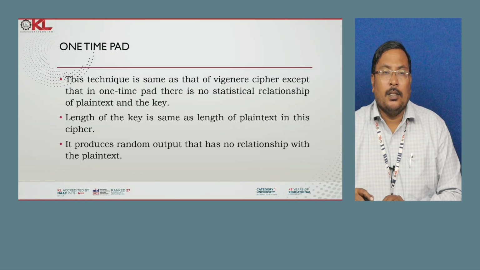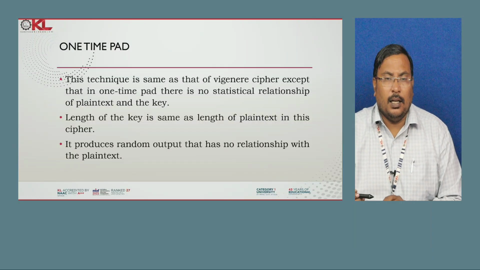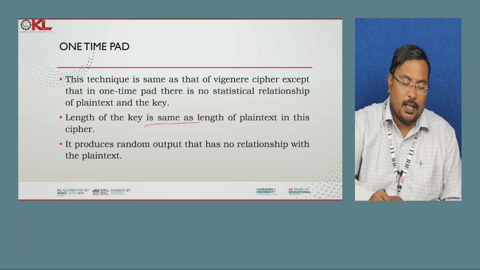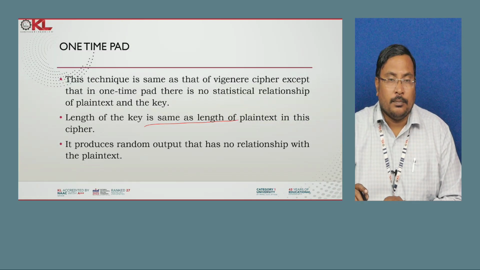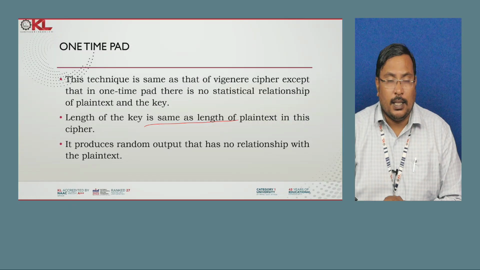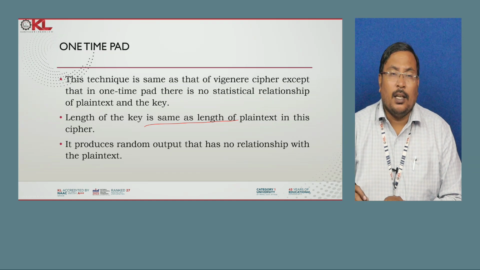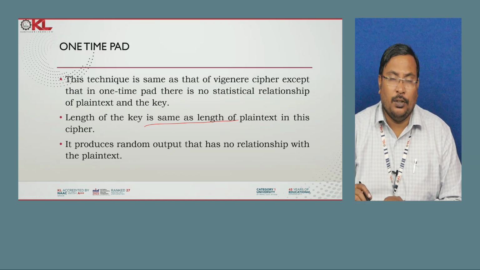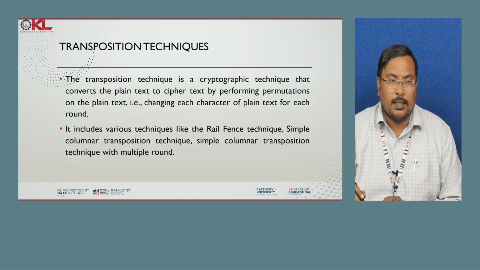Next, one time padding. In this, every time we use a different letter in order to create the ciphertext. The length of the key is the same as the length of the plain text, and it doesn't use the same key for the next letter. So it will use different letters. Previously, if the key size was less, we repeated the key, but in this method the key size and plain text size should be the same.